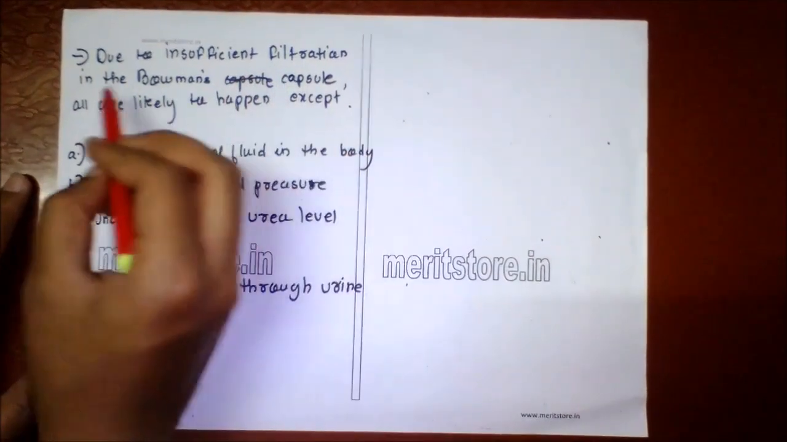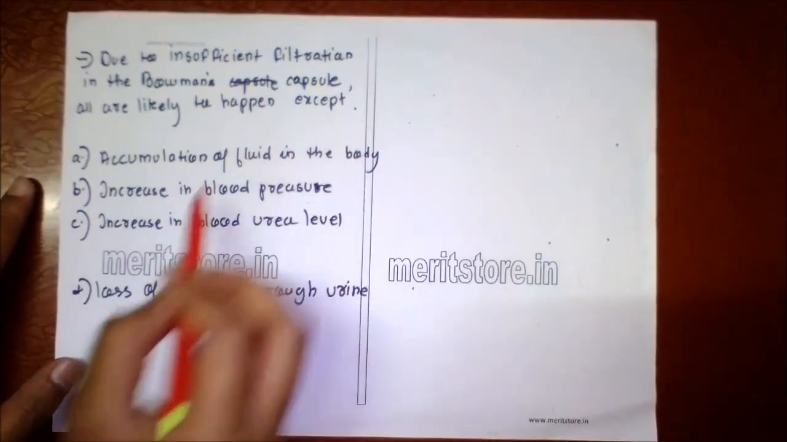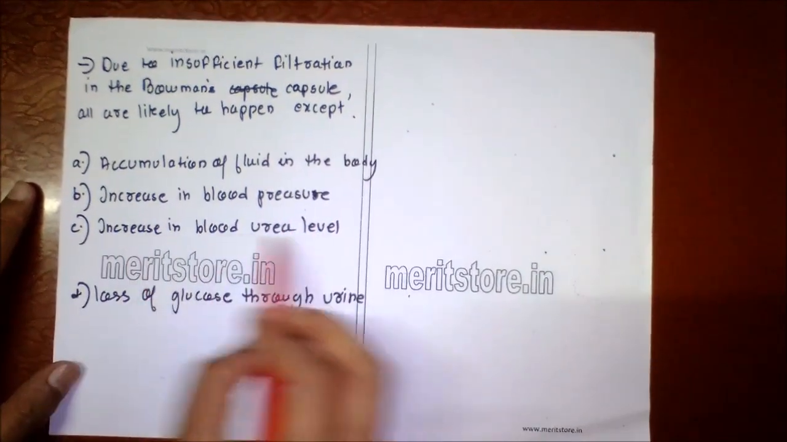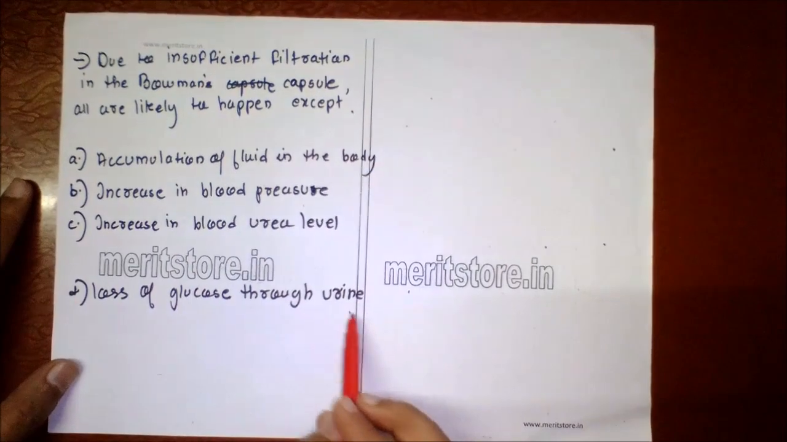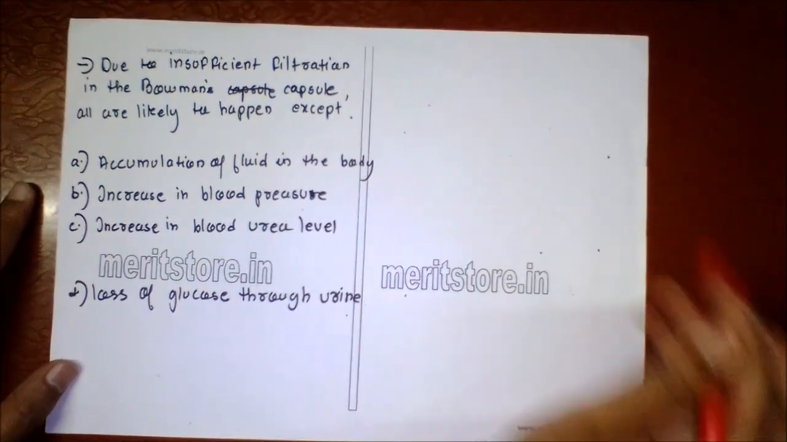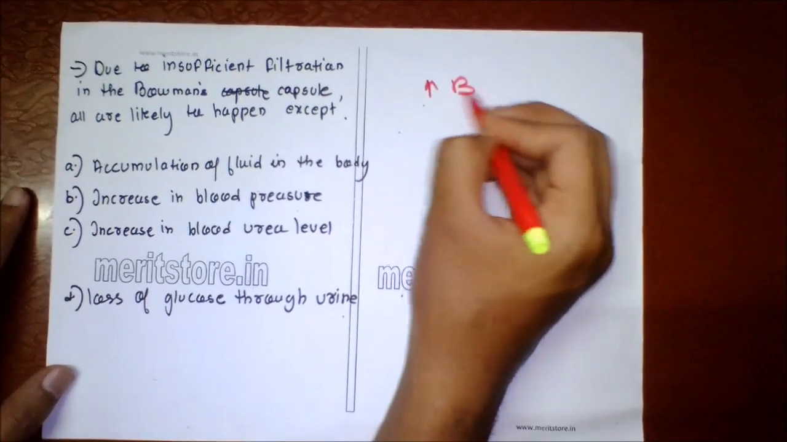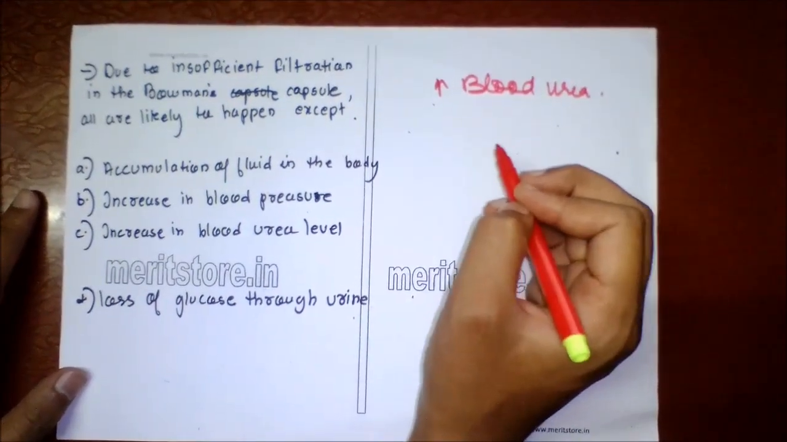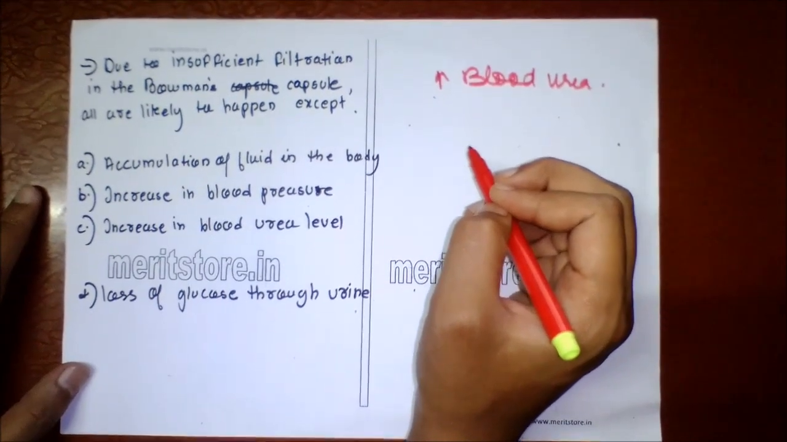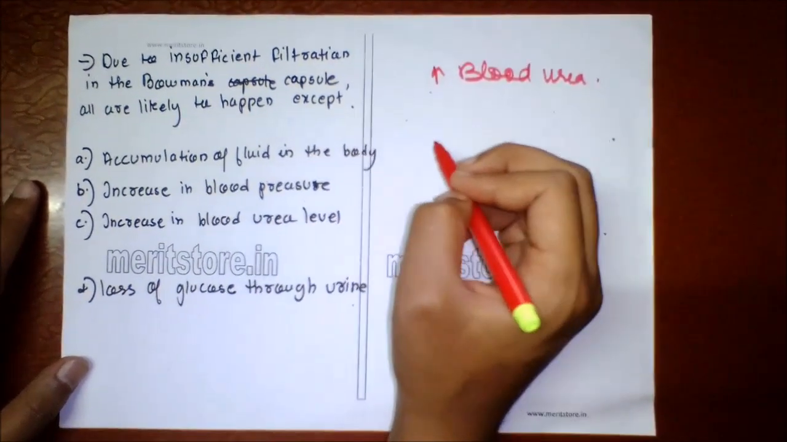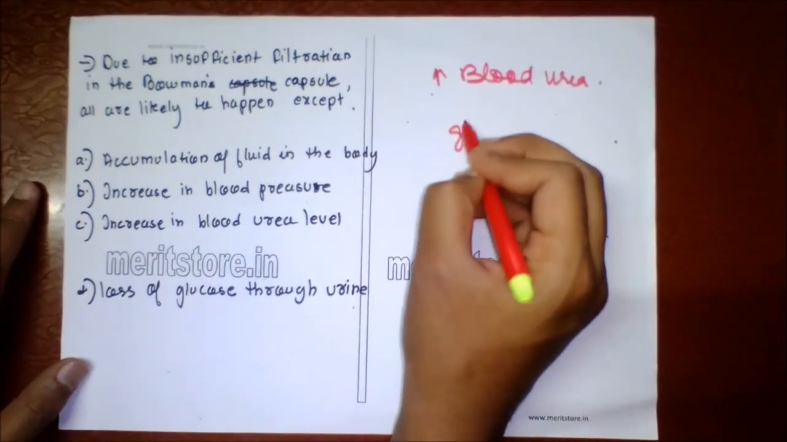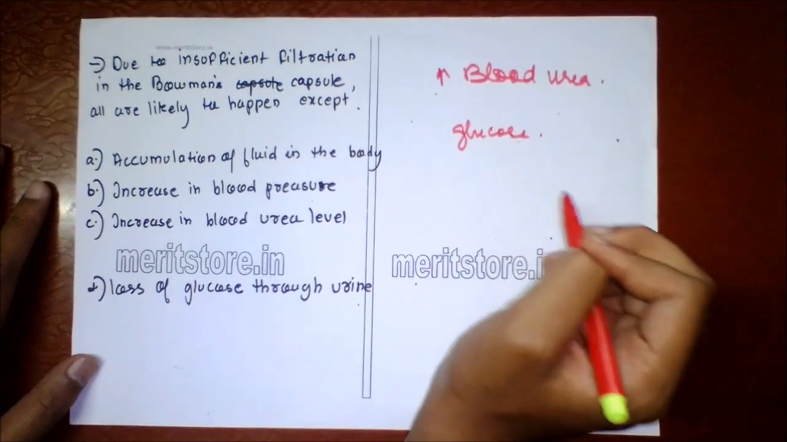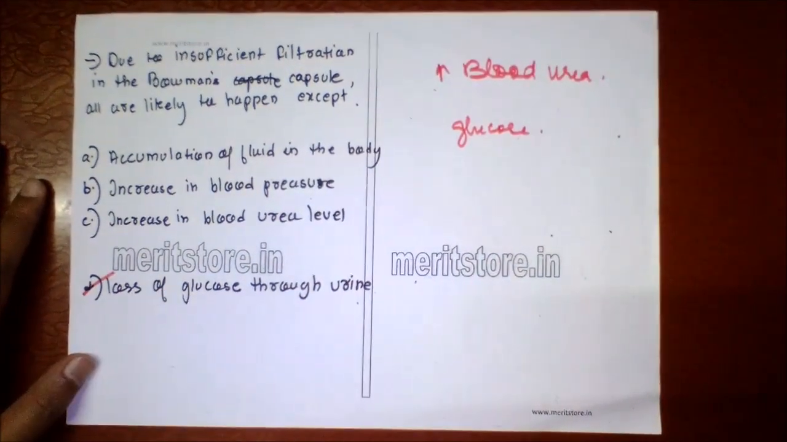Due to insufficient filtration in the Bowman's capsule, all are likely to happen except: A. accumulation of fluid in the body, B. increase in blood pressure, C. increase in blood urea level, D. loss of glucose through urine. So insufficient filtration will increase blood urea level because all the quantity of urea produced by the liver would not be filtered through the glomerular capsule. Loss of glucose through urine takes place due to insufficient reabsorption, not insufficient filtration. So option D is the correct answer.